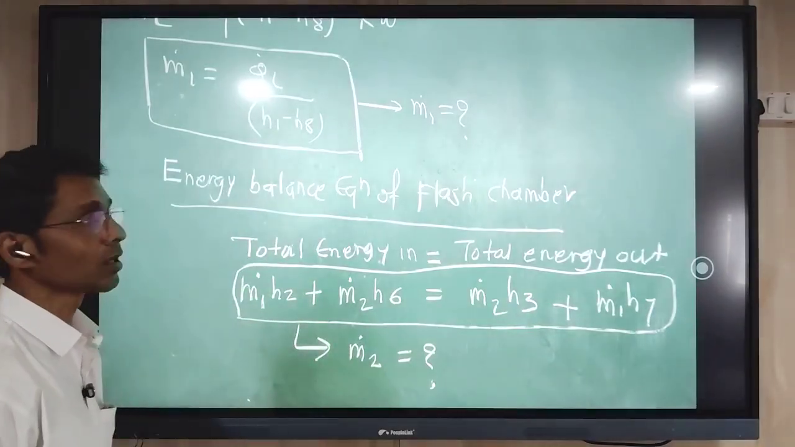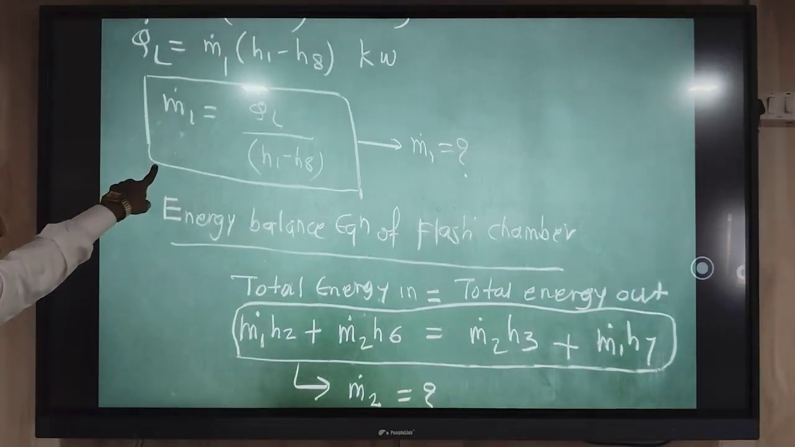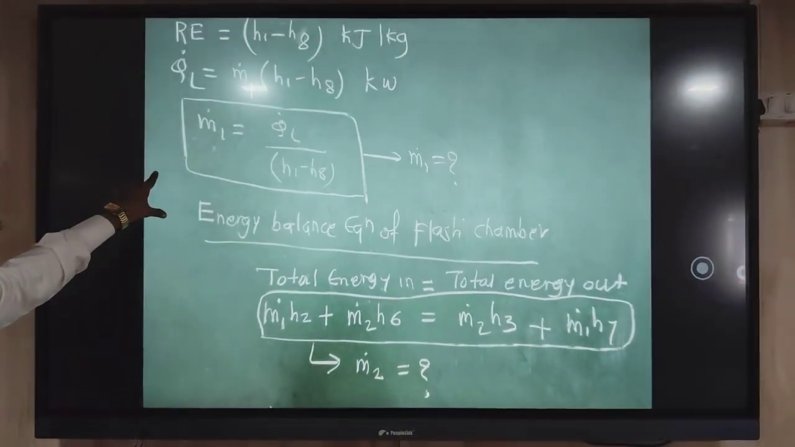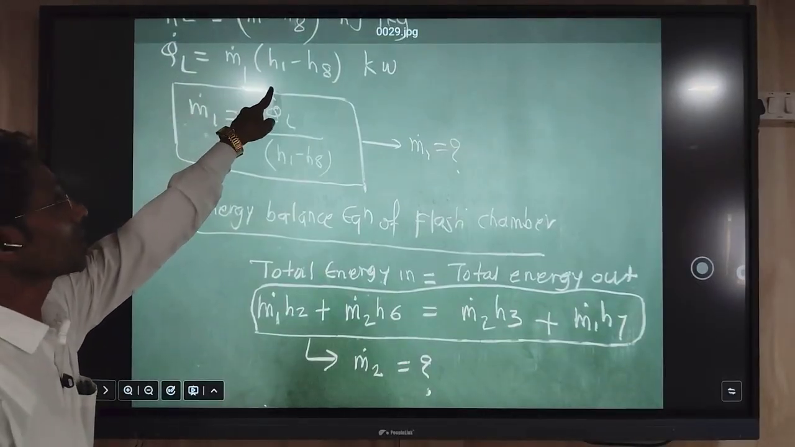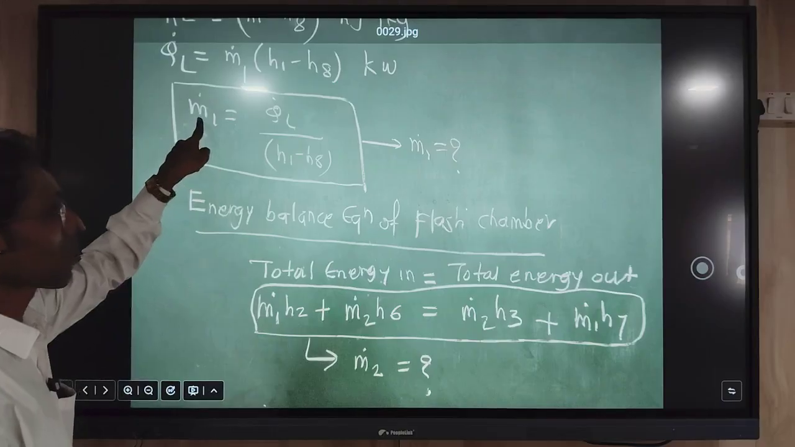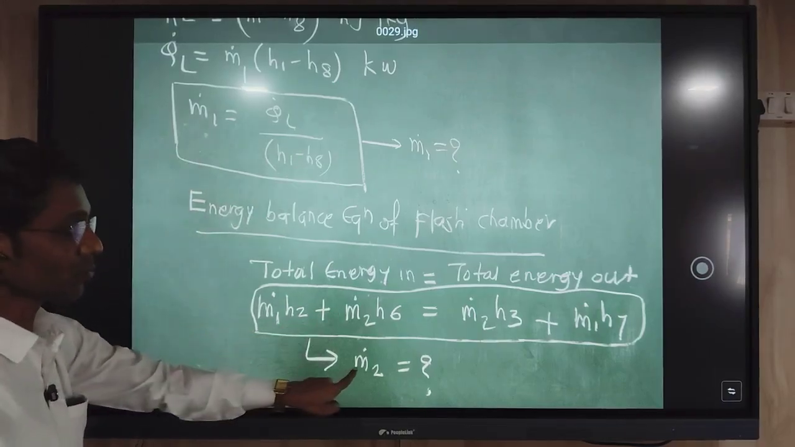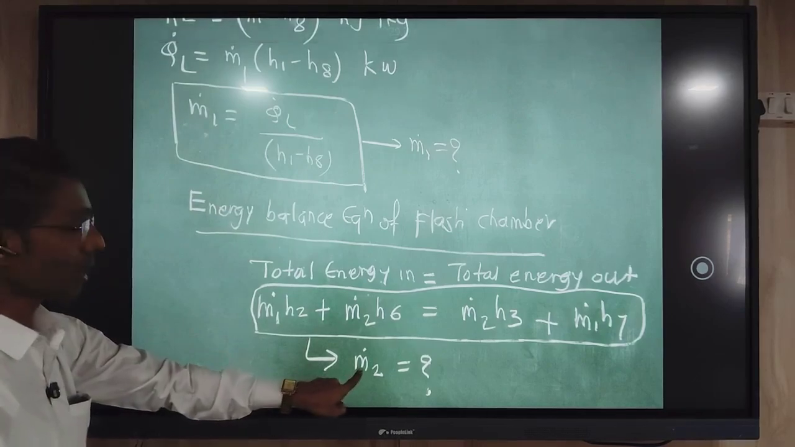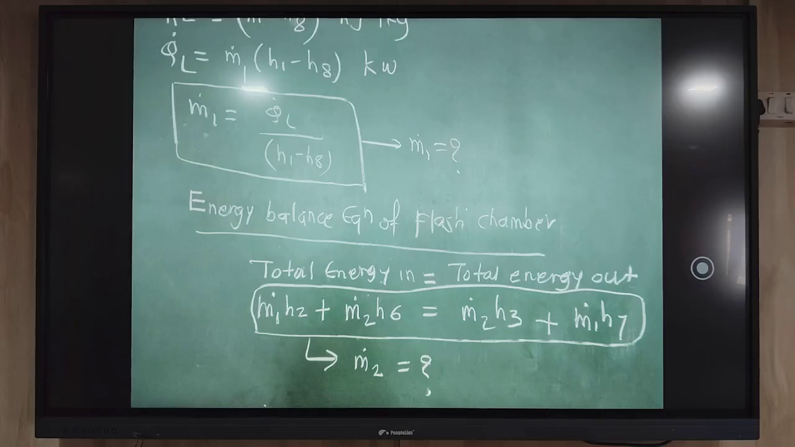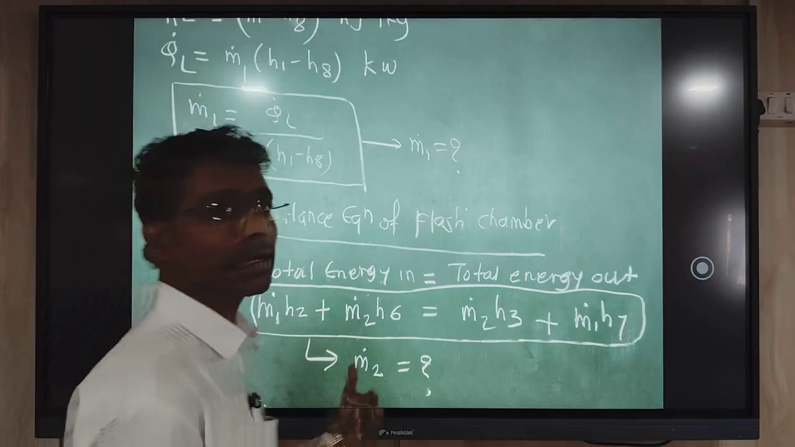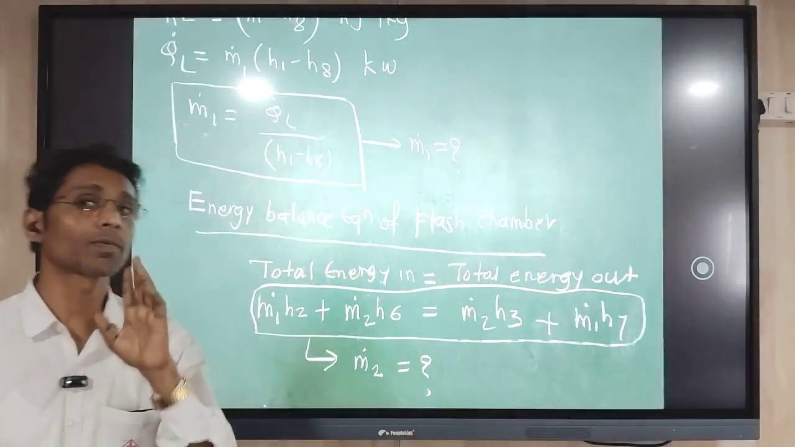So in this way, this energy balance equation we use to find the mass flow rate M2 dot. So here, in the analysis, we use the capacity equation, the refrigerating effect equation, to find the mass flow rate M1 dot of the low pressure compressor. And this heat balance equation we use to find the mass flow rate of the high pressure compressor, that is M2 dot. Now these two mass flow rates, M1 dot and M2 dot, we can use further for the calculation of compressor consumption.